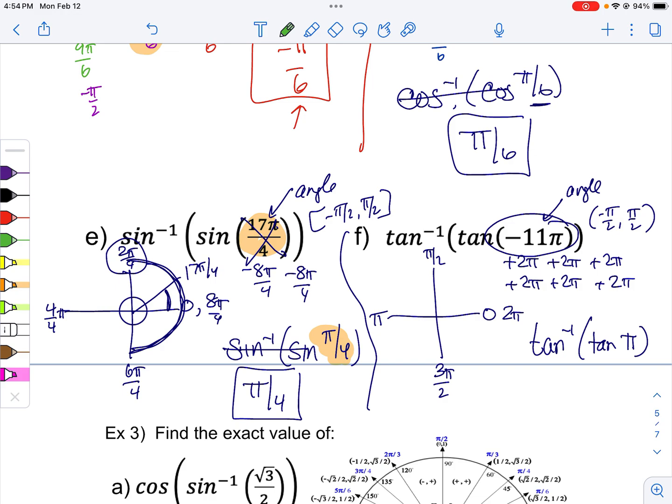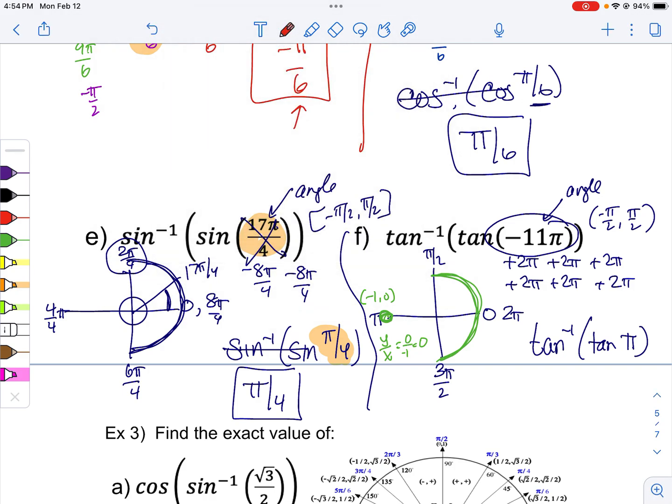Okay, so I have a problem here because for tangent, we look from negative pi over 2 to pi over 2, but pi is all the way over here. So I have to find another angle that has the same tangent value as pi. Well, I know the ordered pair over here is negative 1, 0. So if I find tangent, which is y over x, I have to do 0 over negative 1, which is 0. So I have to find another angle in quadrant 4 to quadrant 1 that has a tangent value of 0.